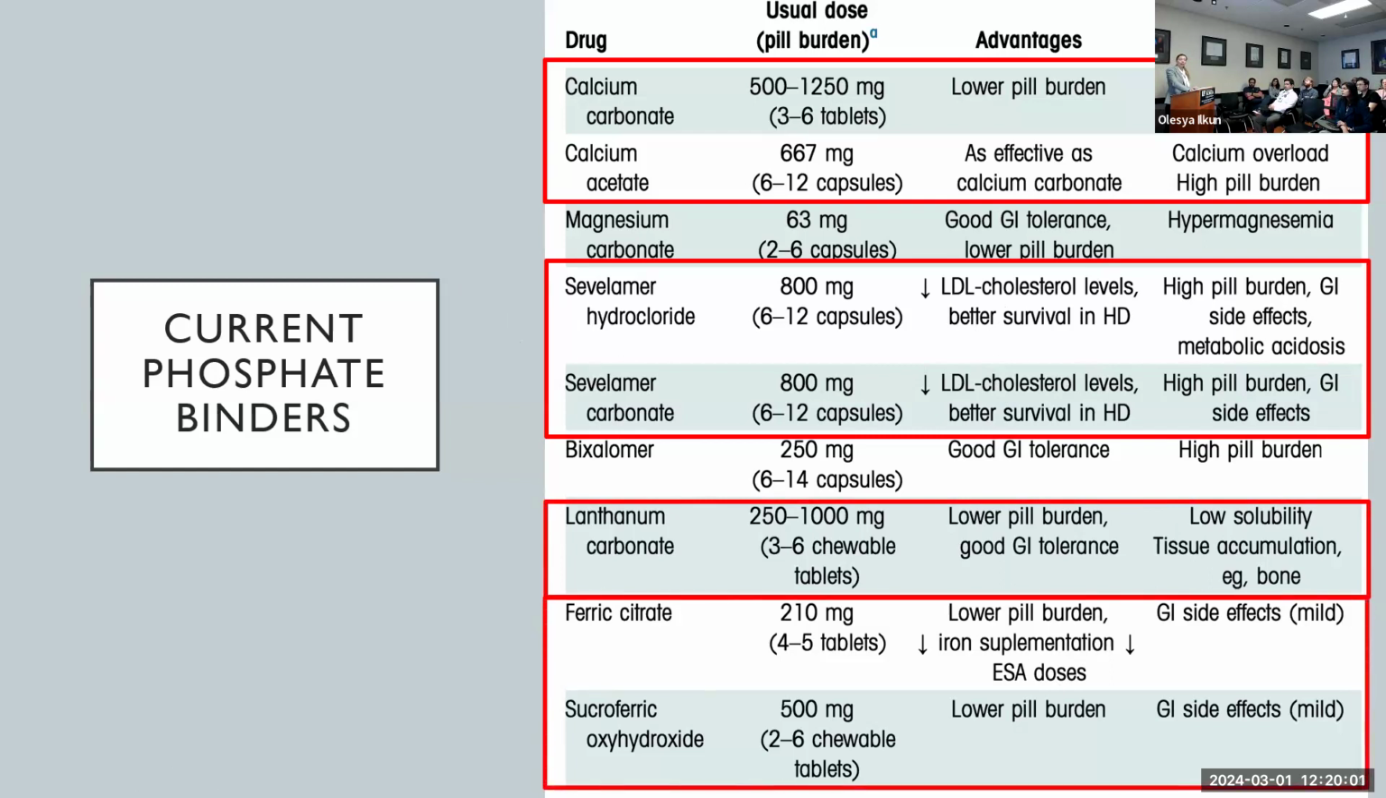And finally, we have iron-based phosphate binders. We have ferric citrate and sucroferric oxyhydroxide. Lower pill burden, but as with any oral iron, there are some GI side effects, I think, with these medications.